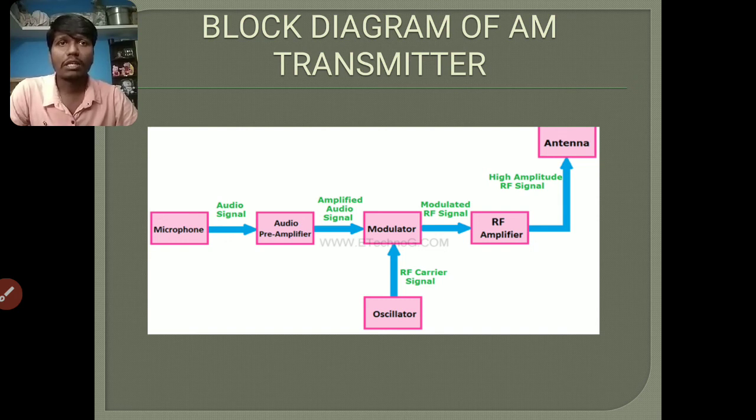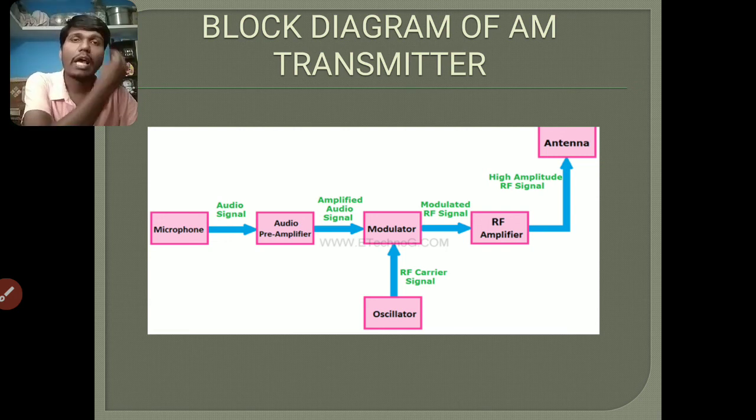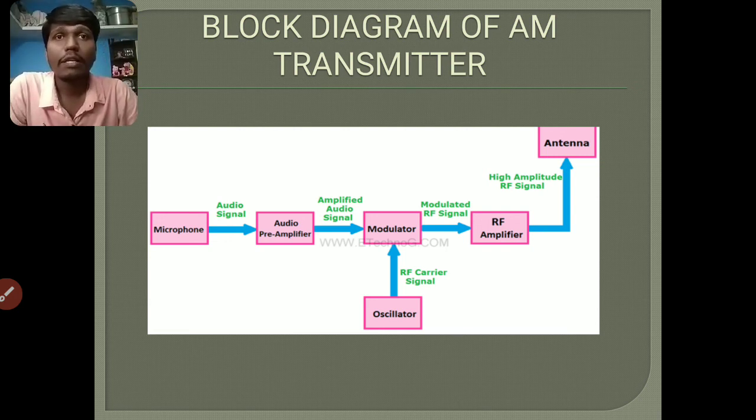We have to draw the picture to get the 5 marks or 2 marks for the block diagram of the amplitude modulation transmitter. And next we will discuss the very important topics: the frequency spectrum of amplitude modulation, the frequency spectrum of frequency modulation, the expression for amplitude modulation, and the significance of amplitude modulation and frequency modulation.